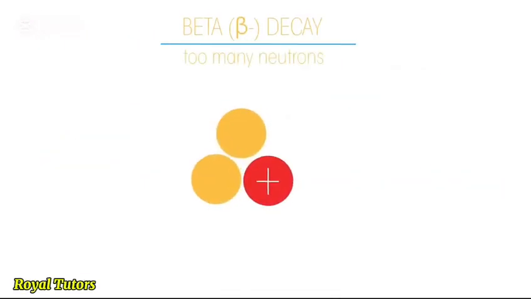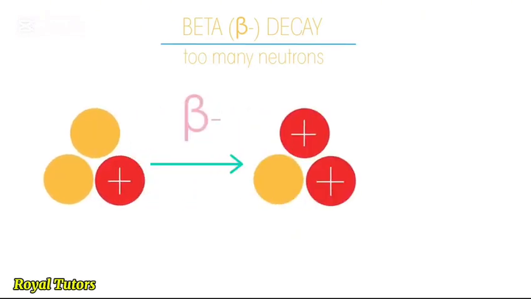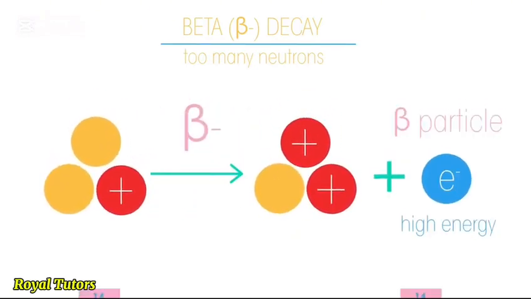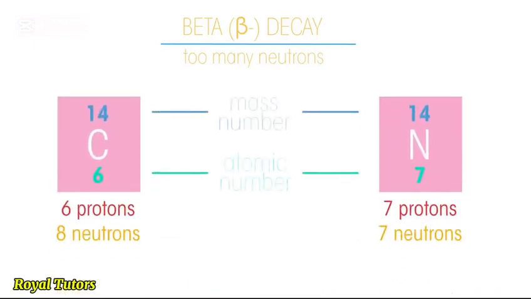When an atom has too many neutrons, it decays by beta minus decay. A neutron changes into a proton and an electron. The proton is retained by the atom while the electron is lost. The lost electron is high energy and is called a beta particle. By losing a neutron whilst gaining a proton, the mass number of the atom remains the same, but the atomic number increases by 1. A new element is formed that is 1 place higher in the periodic table.